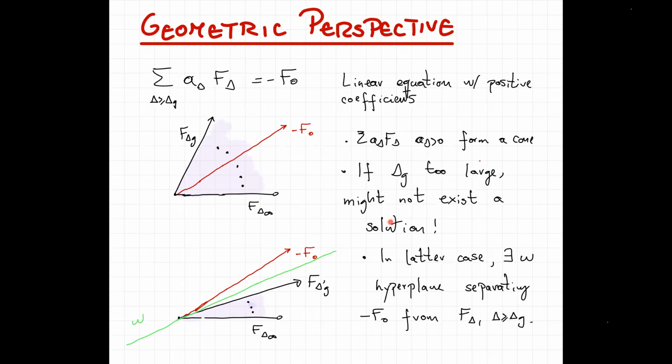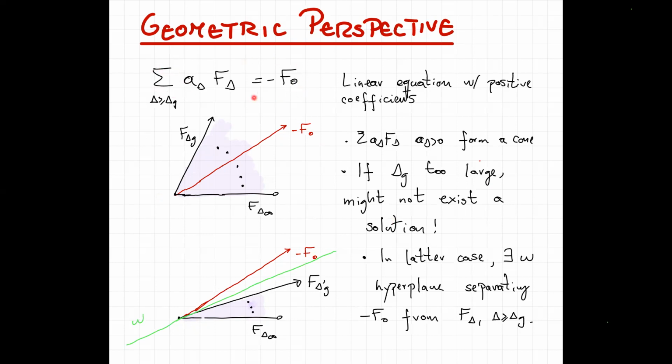Okay, so we've looked at the crossing equation. I gave you a couple of simple properties. I showed you one simple solution. Now let me try to give you a different perspective, a geometric perspective on this equation. So the equation, I'm going to write it again like this. So what is this equation?